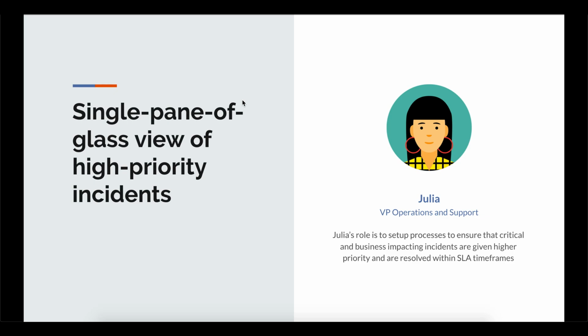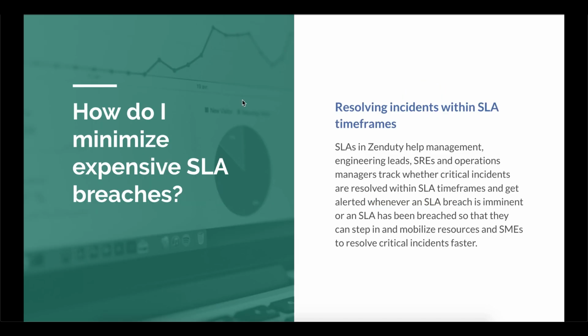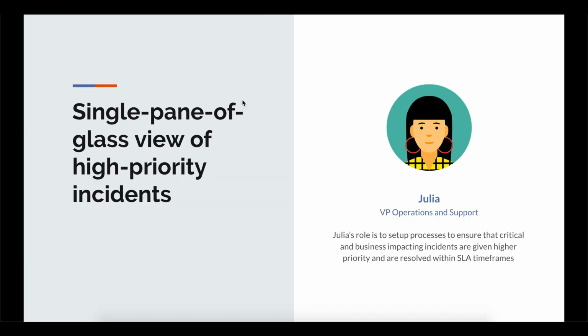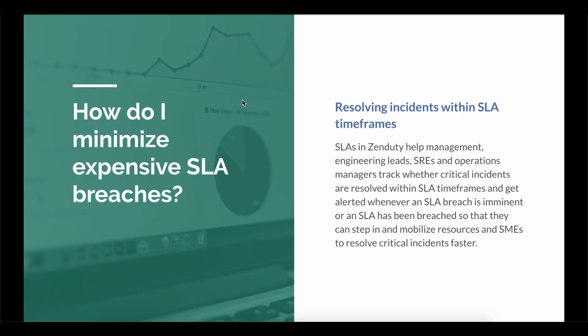Take, for example, the VP of Operations and Support at a company. Her name is Julia, and her role is to ensure that all critical incidents are resolved within the SLA timeframes. At the end of the day, the role of an operations manager or a support manager is to ensure that all incidents or all support tickets are resolved within the SLA timeframes.